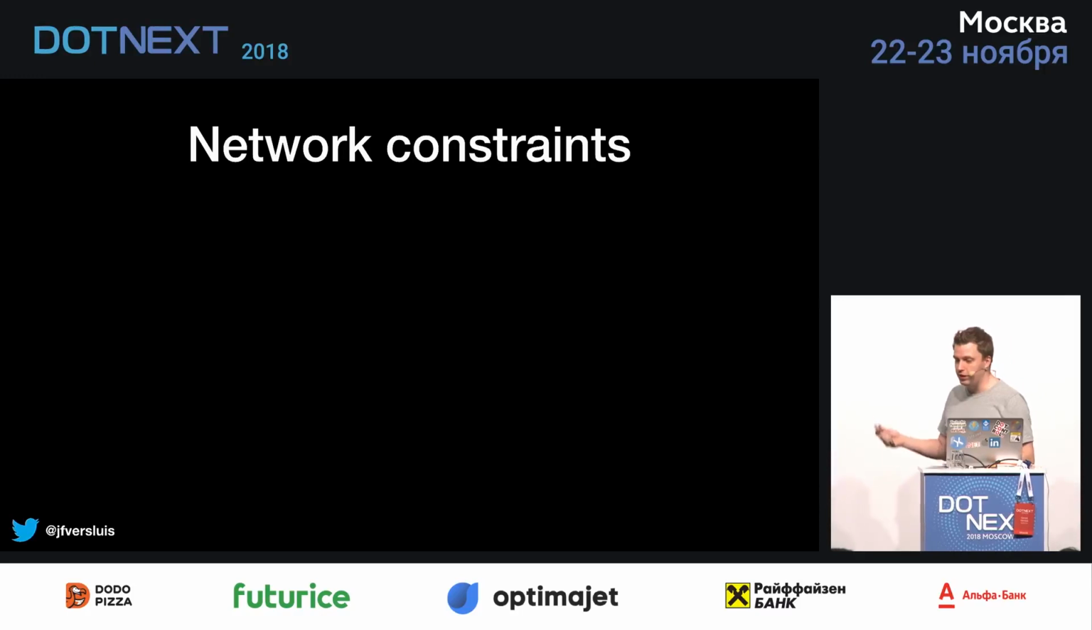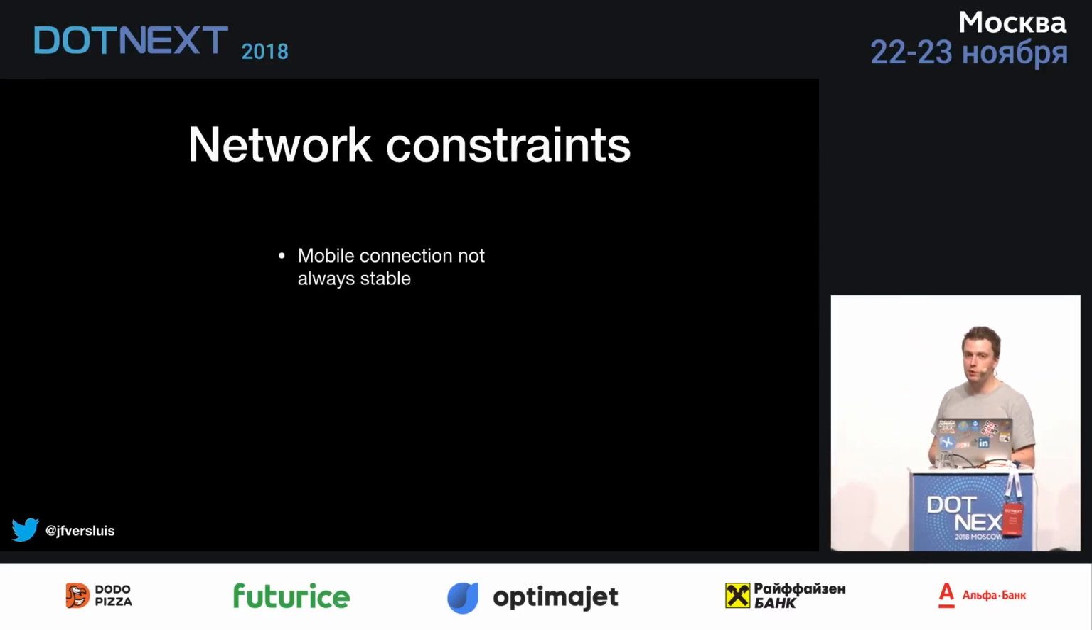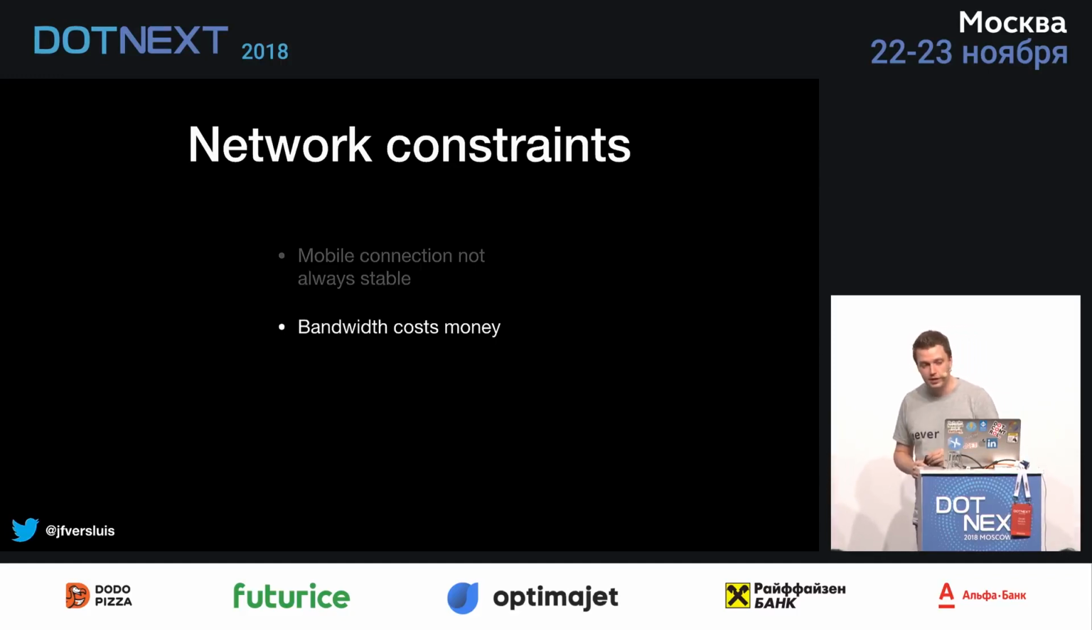So the network constraints, that is where a lot of pain comes from. Mobile connections are not always stable. I don't know how it is here, but whenever I drive through a tunnel in the Netherlands, my connection is just gone. So if I'm just browsing, I don't know, Facebook, then all of a sudden I can't, because the connection is gone. And if you do not think about this up front, then your app will just crash.